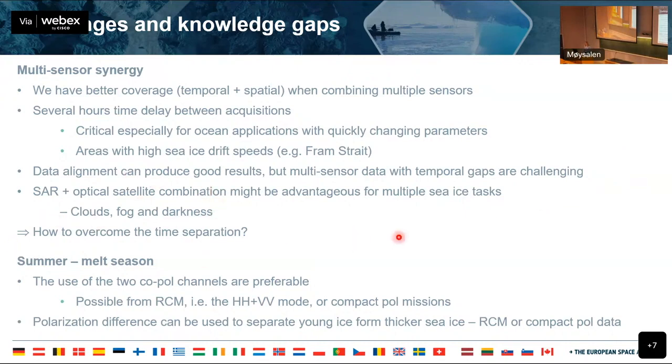Combining SAR and optical data is advantageous when it's possible, but we also have to face the fact that we're dealing with a lot of cloud, fog, and darkness in the Arctic and the Antarctic. So how can we overcome these time separations? That's one of the challenges that we're still faced with. In the melt season, the use of the 2 copole channels is preferable if we want to have the data for as long as possible, not to be too contaminated by the water content. And that is possible from RCM or from other compact pole missions.